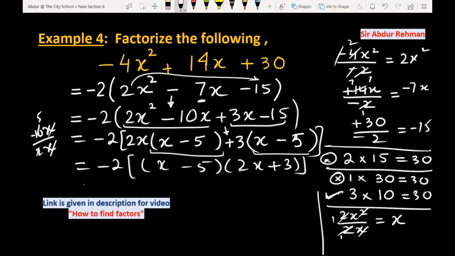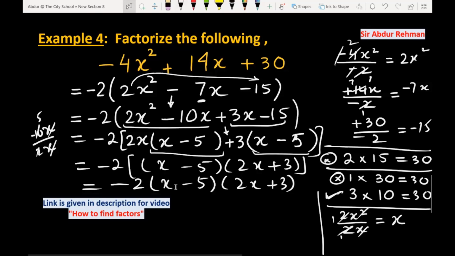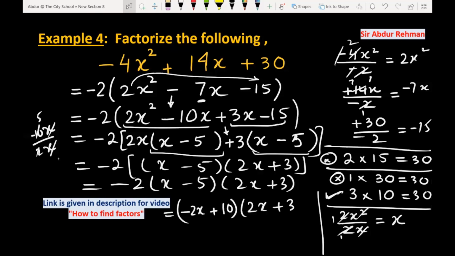This may be the answer, but if you want to simplify further, you can write minus 2 times x minus 5 times 2x plus 3. And if you multiply the minus 2 with the bracket x minus 5, you will get minus 2x plus 10, times 2x plus 3. Or you can say 10 minus 2x times 2x plus 3. This is your final answer.